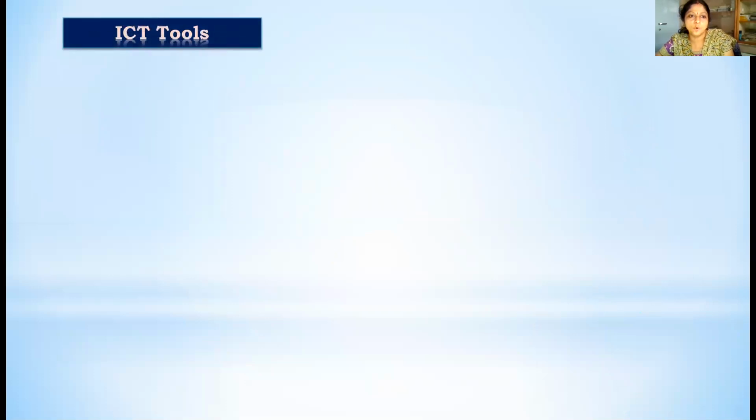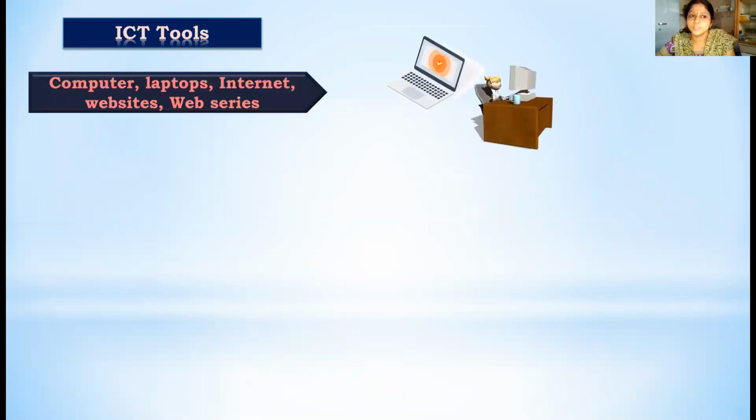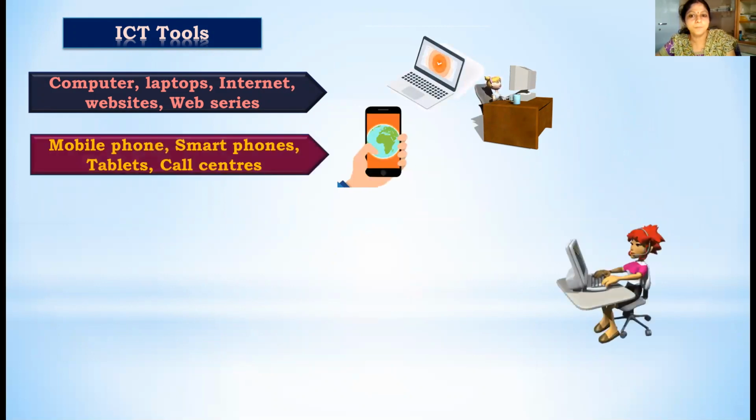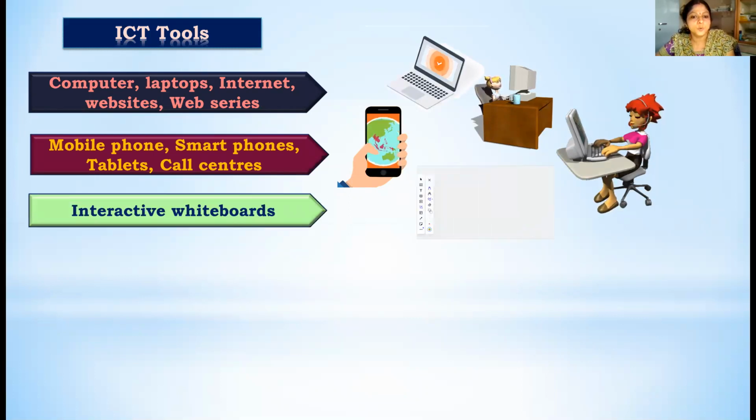And the important tools or gadgets used in ICT or e-extension are, first, computers, laptops, internet, websites and web series. And the next important tools used in e-extension are mobile phones, smartphones, tablets, and nowadays the call center. A good example is Kisan call centers. And interactive whiteboards. Nowadays, the technology has improved in such a way that with a whiteboard alone, you can show all the multimedia effects, videos and pictures, and you can solve problems with that.